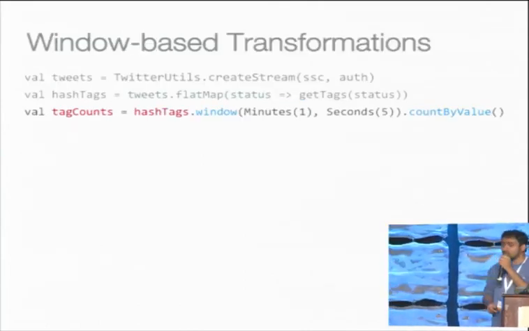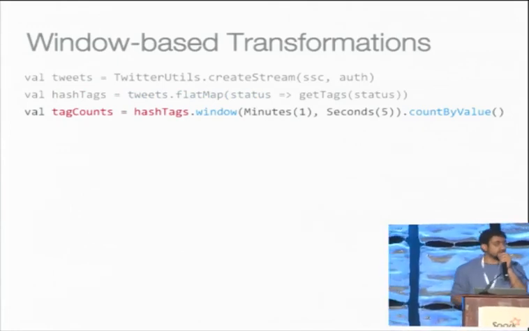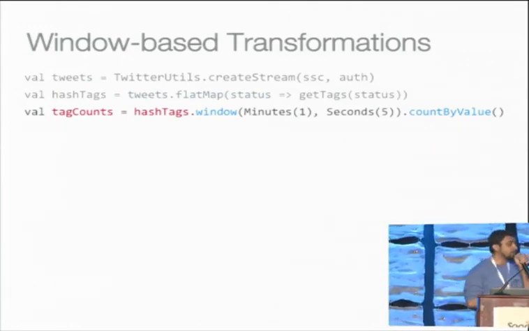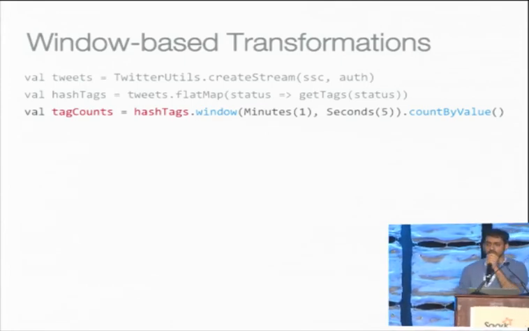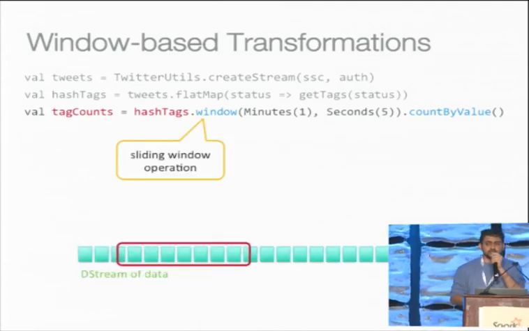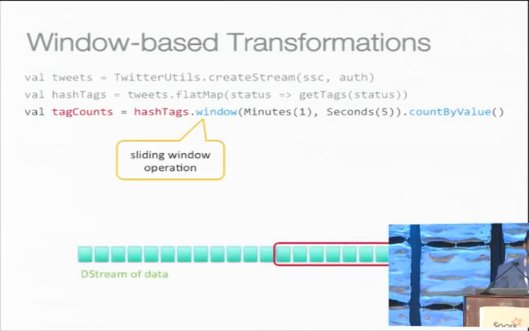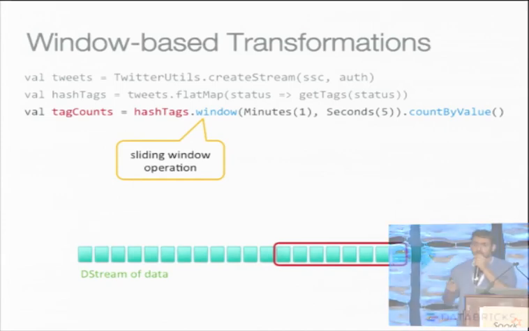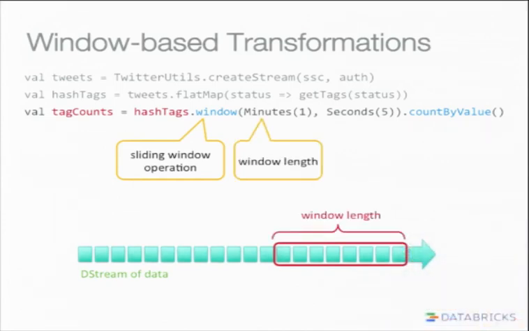Moving on. What you also get out of the DStream API are window-based transformations, where you can specify: give me the data over the last, let's say, 1 minute, and move the window every 5 seconds. What happens underneath is essentially a sliding window that operates on the DStream. This window operation is defined by two parameters: one is the length of the window, in this case 1 minute, and second, how frequently the window moves, in this case 5 seconds.